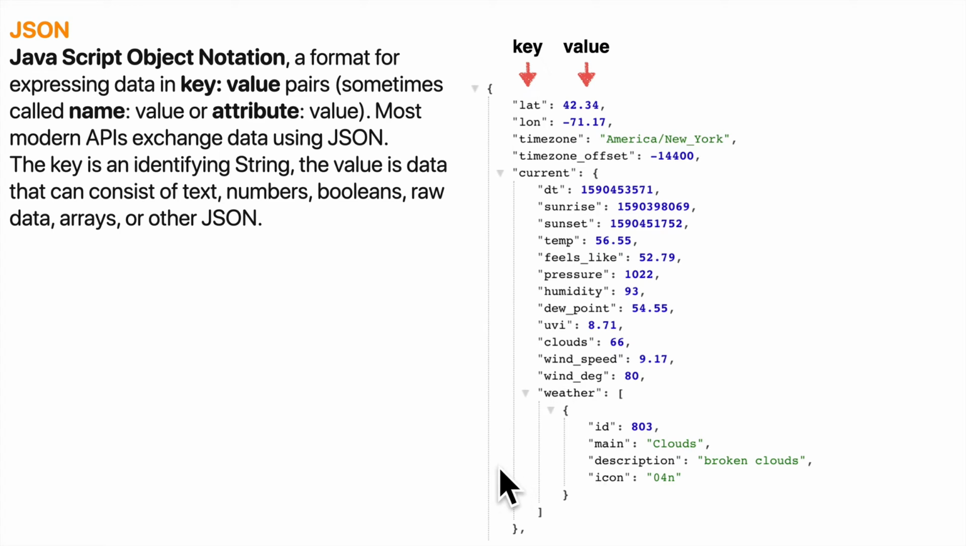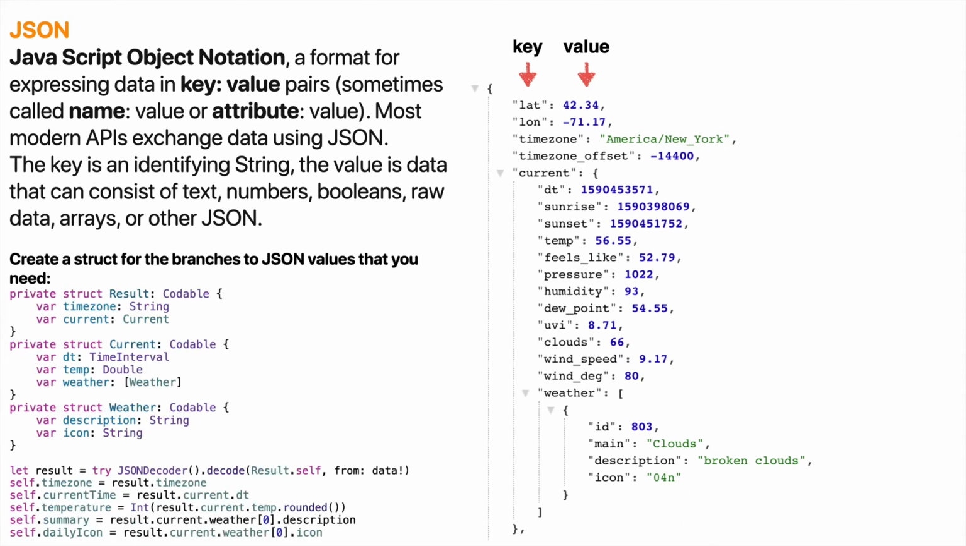Now the values can be most common data types. They can contain text, numbers, booleans, raw data, or even other nested key value pairs, as well as arrays. Now we need to turn subsets of this JSON over here into Swift variables, but fortunately Swift makes it super easy to turn JSON into an object or a struct. All we need to do is to create a struct or a class that conforms to Codable, and that struct or class has to have the same property or variable names, same case, same spacing as the JSON keys that we're trying to match it with.